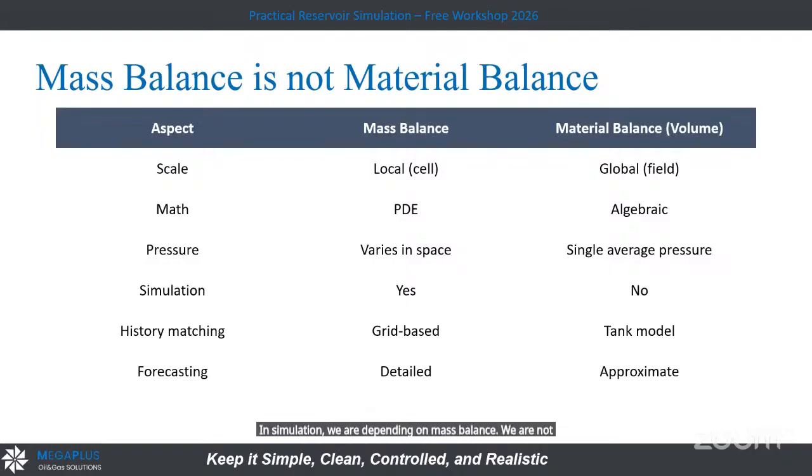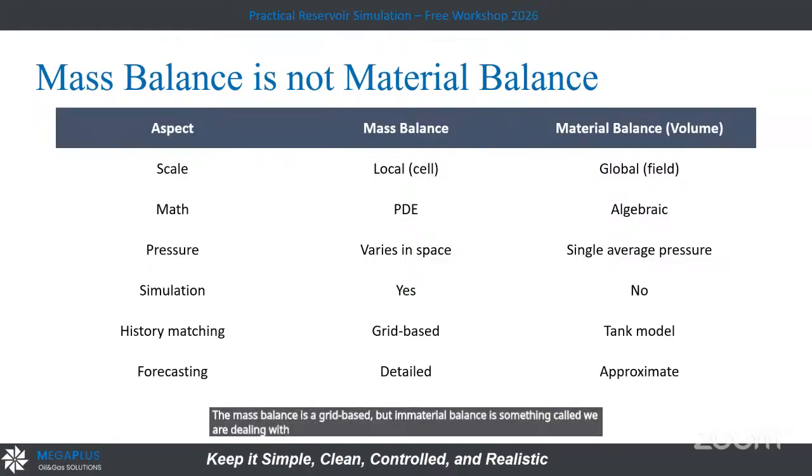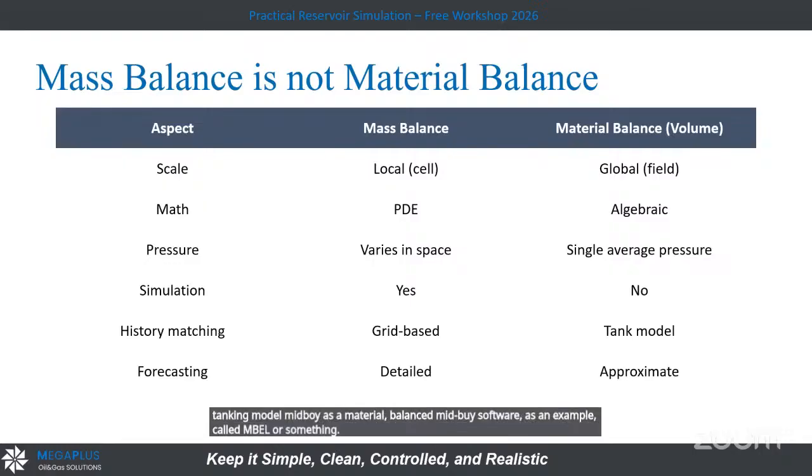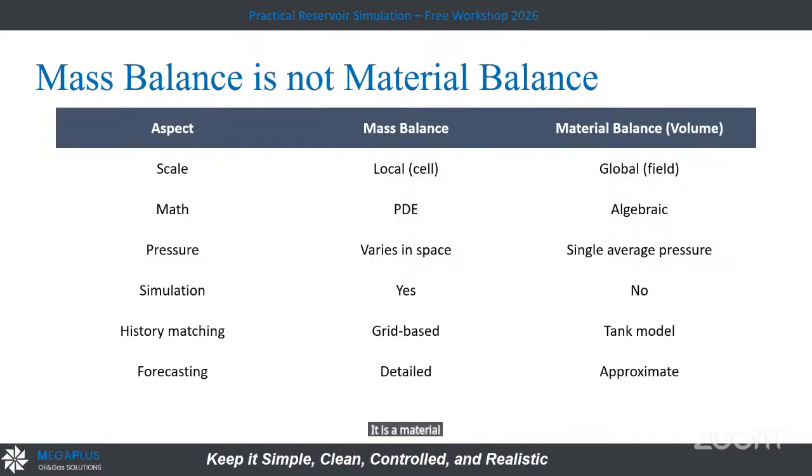We are not depending on the material balance. For history matching, the mass balance is grid based, but in material balance we are dealing with something called a tank model, made by software such as MBAL. It is a 1D material balance equation, not describing cells, but describing the reservoir as a whole object. And also, in forecasting, the mass balance is detailed, but the material balance is approximate.